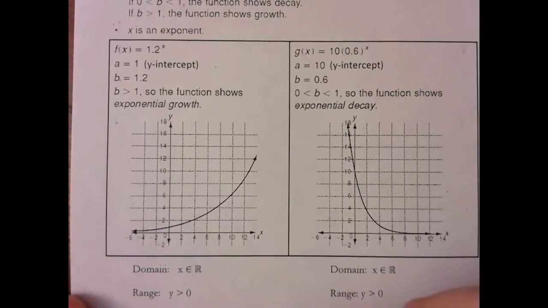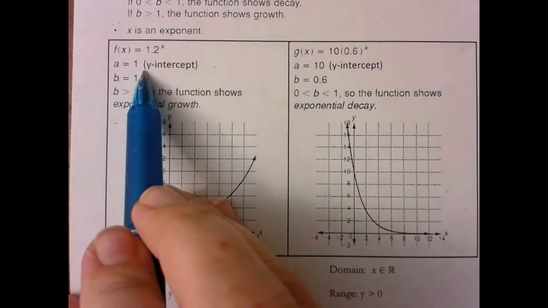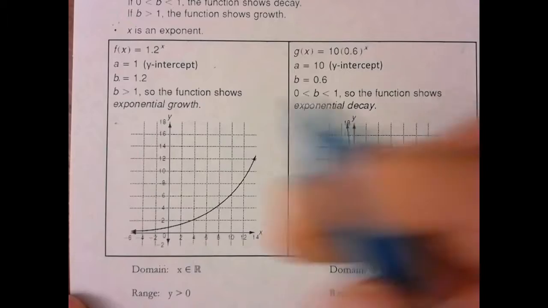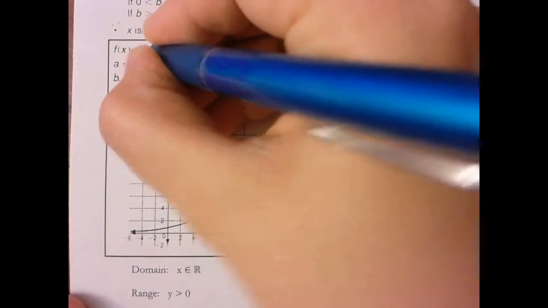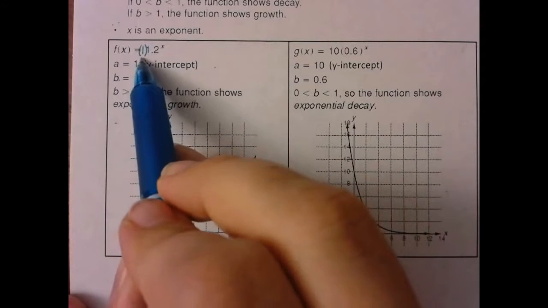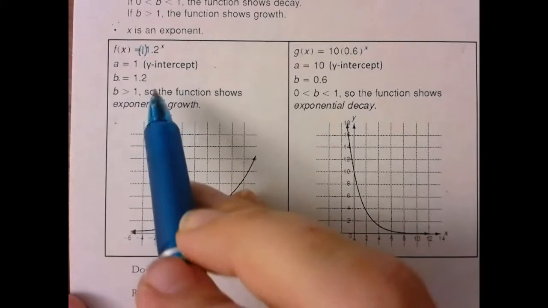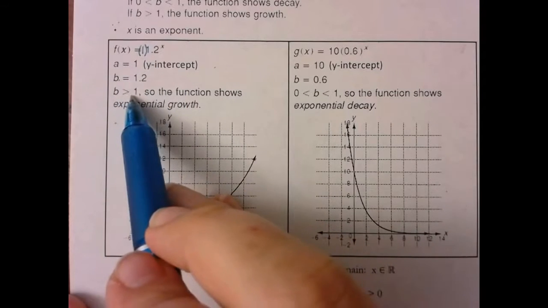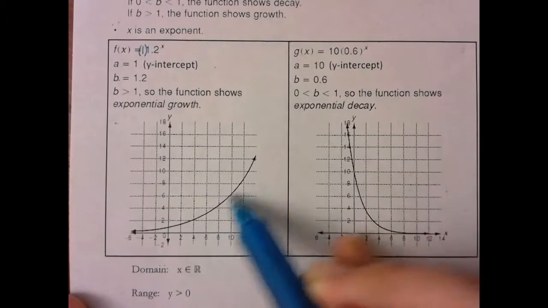So our first example, we have 1.2 to the x. They tell us that a is 1. Where did they get that 1? I don't see a 1. Well, remember, you can multiply anything by 1 and nothing happens. So our 1 is hiding there. So a is 1, that's our y-intercept. B is 1.2. Since 1.2 is bigger than 1, we're going to have growth. So we should see a graph that goes up, which is exactly what we see.